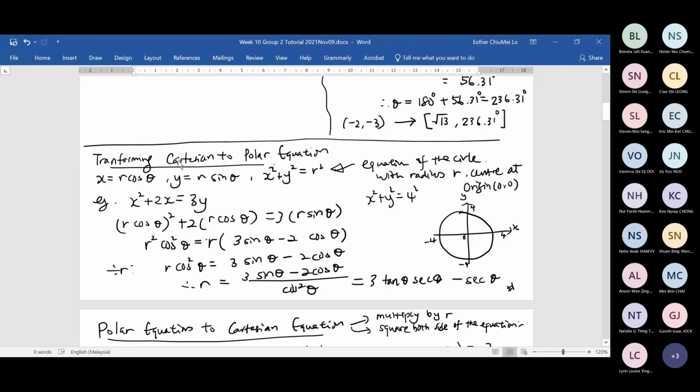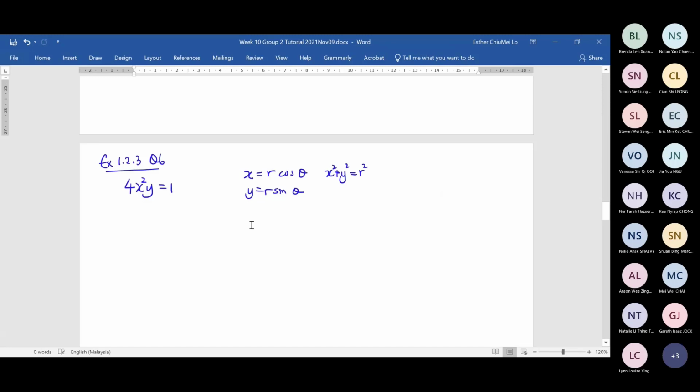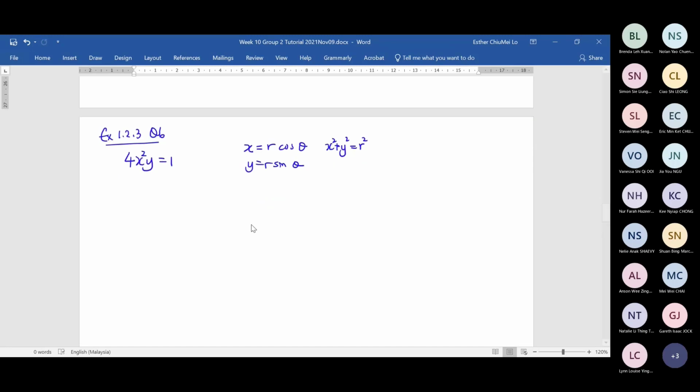Okay, transforming from Cartesian to polar. So you just substitute x equal to r cos theta, y to r sin theta. If there's any, look at the relationship here. For this question, we want everything in r and theta.